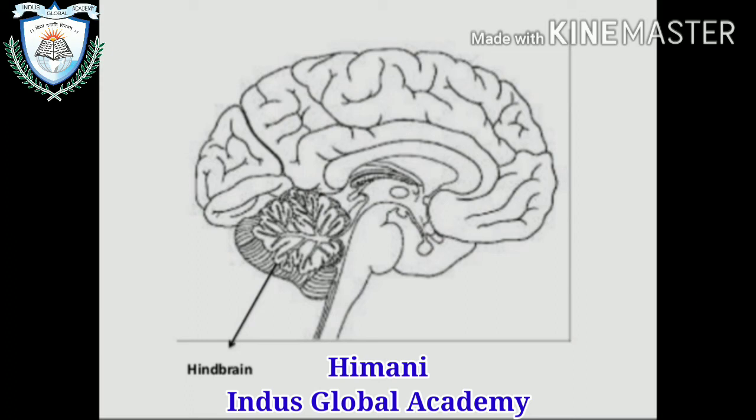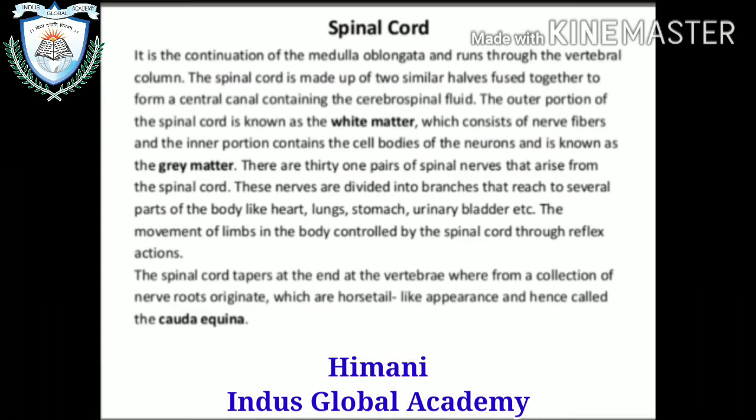After that, the spinal cord. It is a continuation of the medulla oblongata and runs through the vertebral column. The spinal cord is made up of two similar halves fused together to form a central canal which contains the cerebrospinal fluid. The outer portion of the spinal cord is known as white matter, which consists of nerve fibers, and the inner portion, which consists of cell bodies of neurons, is known as gray matter.